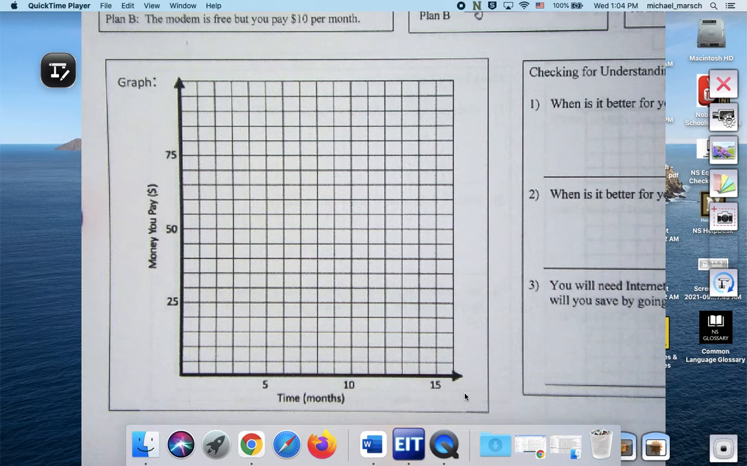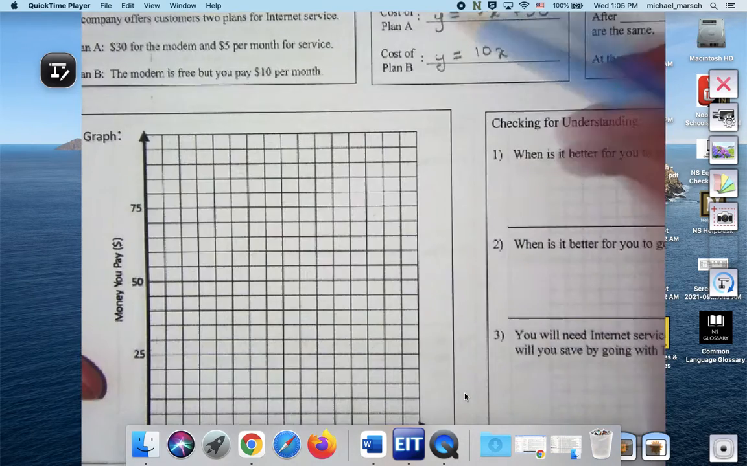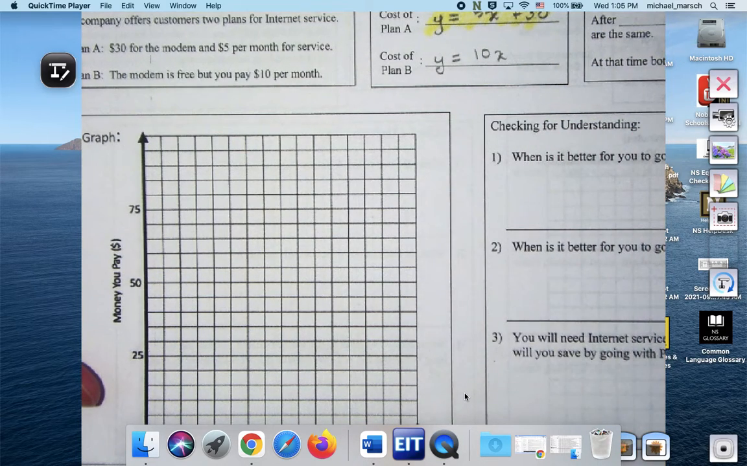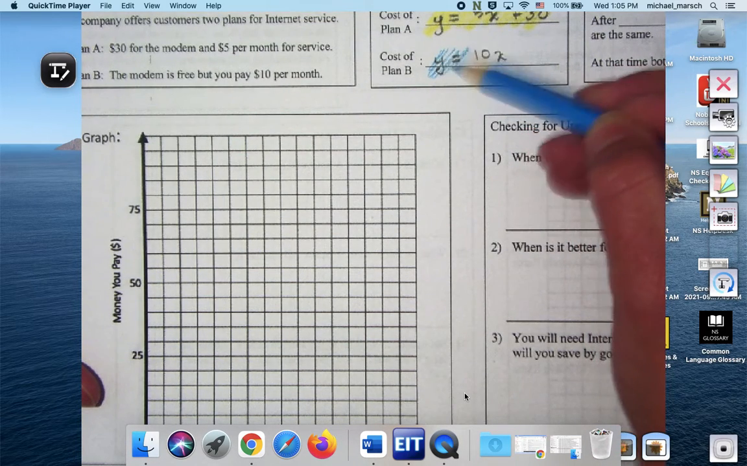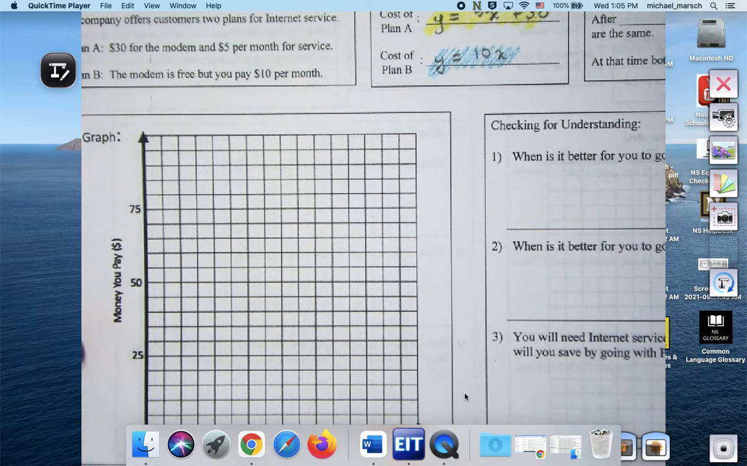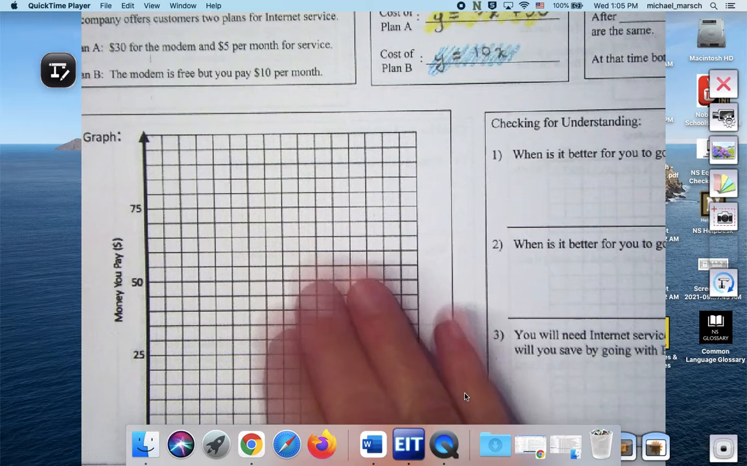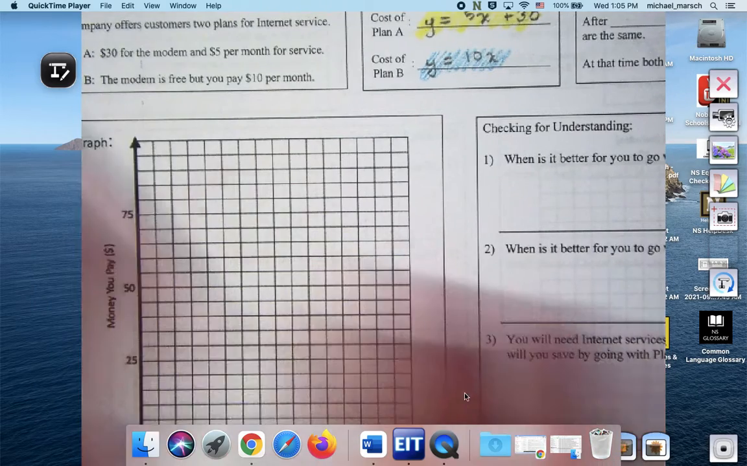So for Plan A, I'm going to use my colored pencil just for you. You guys don't need it right now. You can go back and color if you want later. I'm going to use yellow again. And then Plan B will be blue. And the reason we want to color code these is because you're going to have to answer questions and you need to know which line is which, right? So that way you can keep track on the graph.